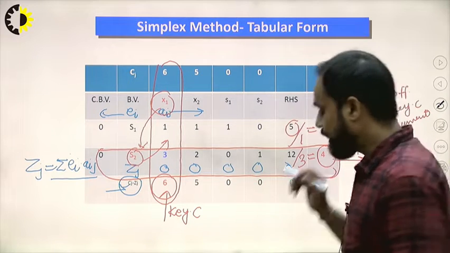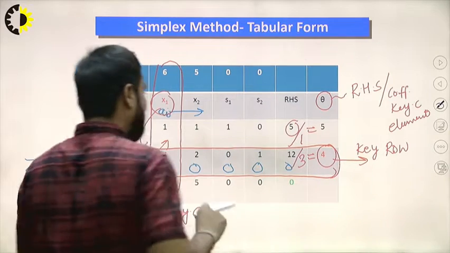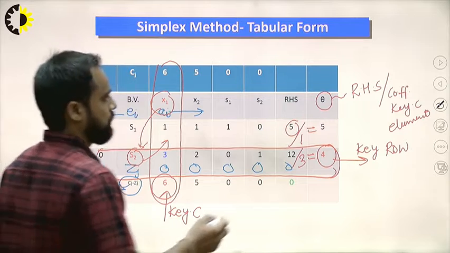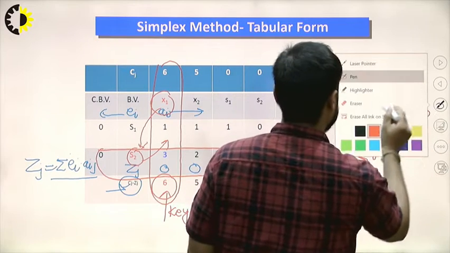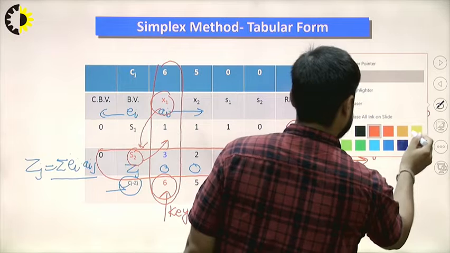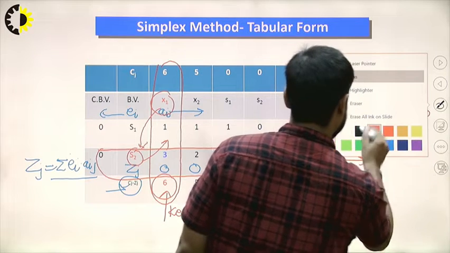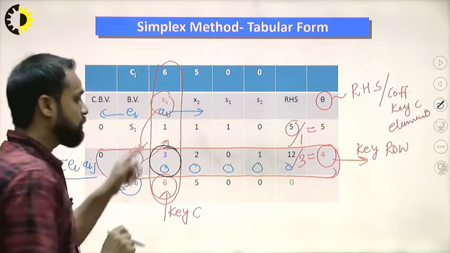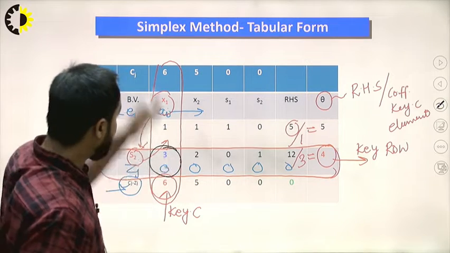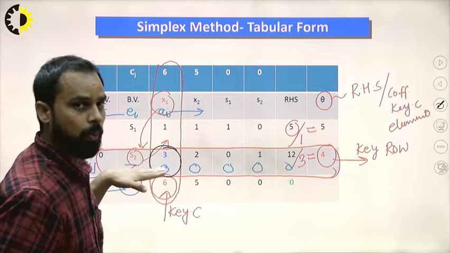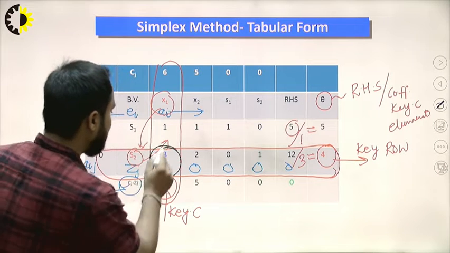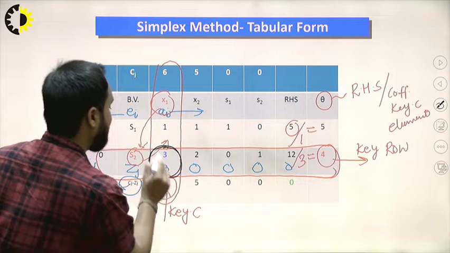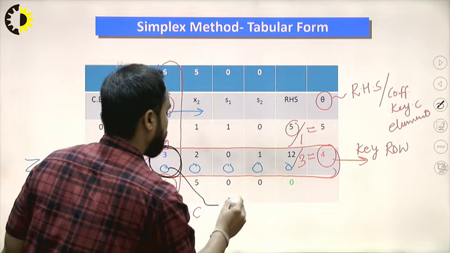Right? And the element at the intersection of key column and key row is known as the pivot element. Which element is at the intersection point of both column and row? This 3. This element is known as the pivot element.